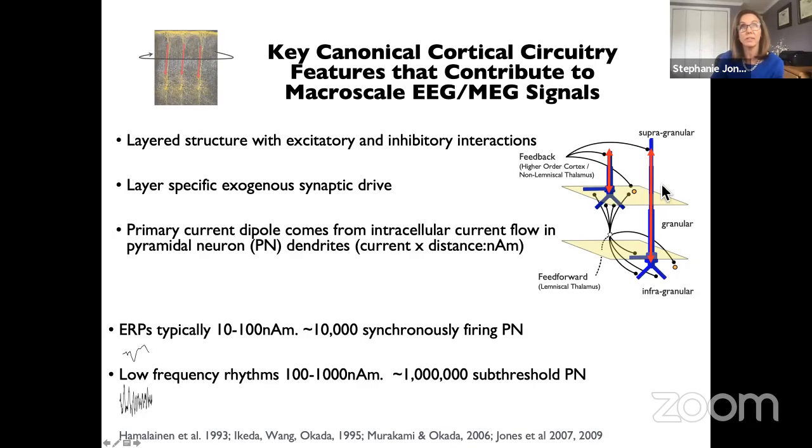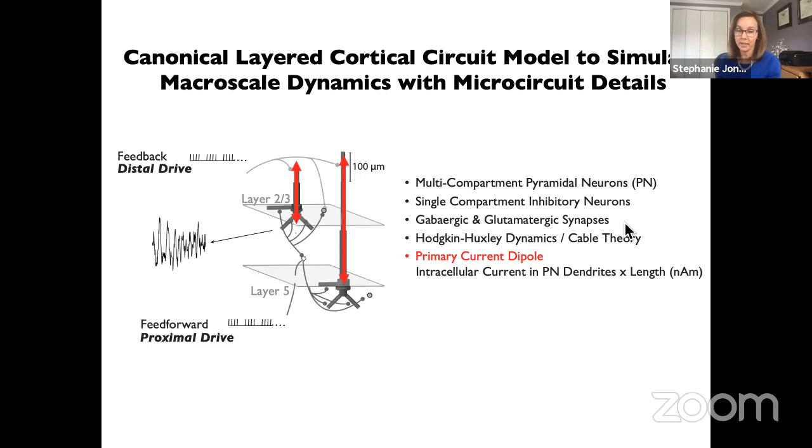And I want to just spend one slide giving you a little more detail of what we've simulated in HNN. And so we have multi-compartment pyramidal neurons and single compartment inhibitory neurons. They're synaptically coupled with GABAergic and glutamatergic synapses. And we simulate the electrical activity in each compartment with Hodgkin-Huxley dynamics. We also have cable theory to get the intra-longitudinal current flow within the pyramidal neuron dendrites. We do have active ionic conductances in the somatic and dendritic compartments. And again, we calculate this primary current signal from the net intracellular current flow.